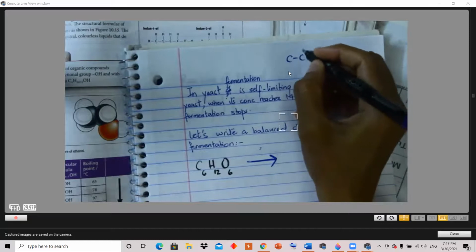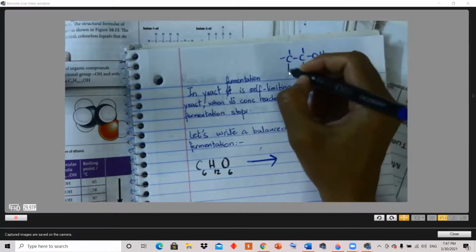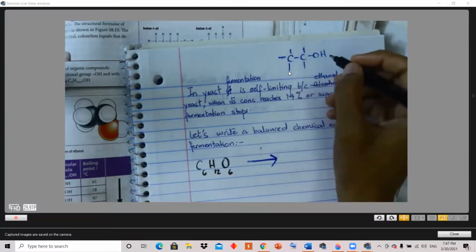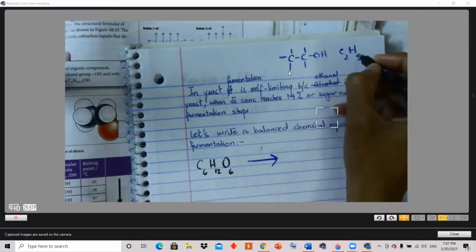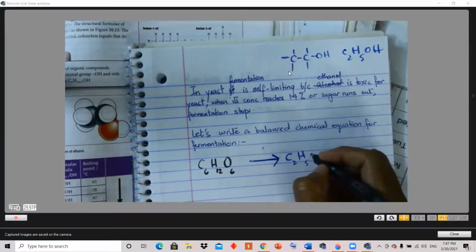C2H5OH. If anybody doesn't remember, this is what I do. Real quick, on one side, make this. Don't put in the hydrogen if you don't want to. If you're running out of time, just write C2H5OH.